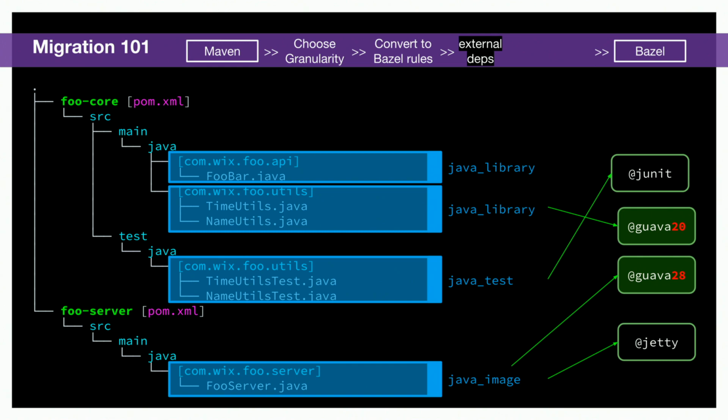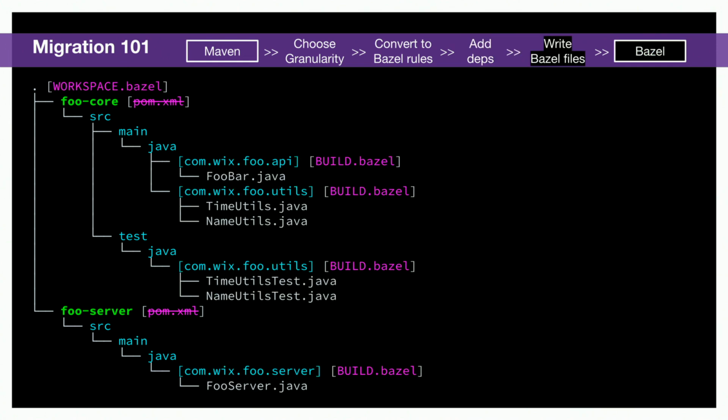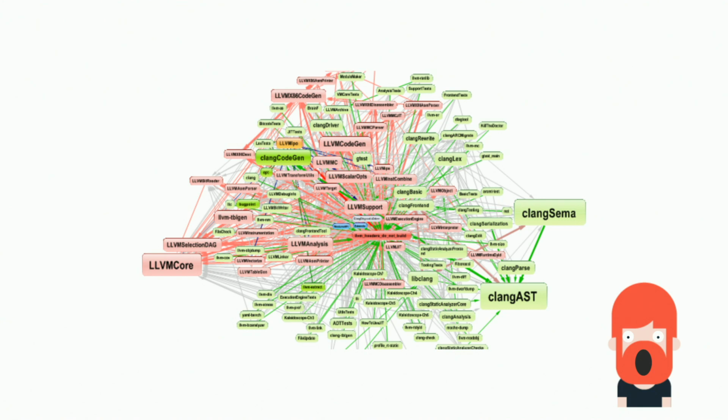So part of the migration for us was to align third party to all use the same version of each dependency. So now that you know the dependency and the targets, you're done. You can start writing your workspace file and build files. What we understood at Wix is that this is not how a workspace looks like. This is not how a code base looks like. It's more like this, right?